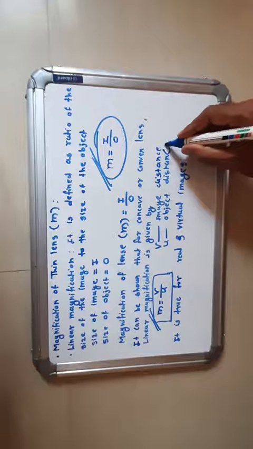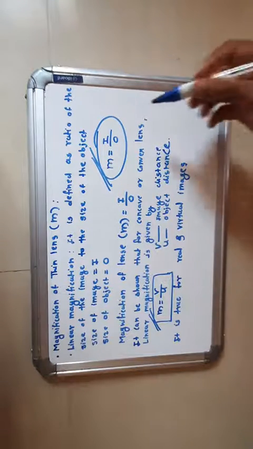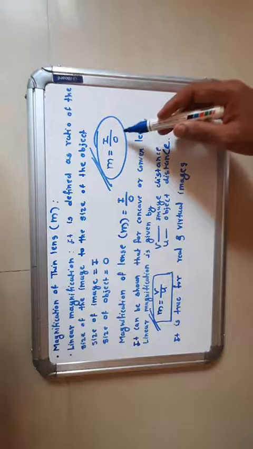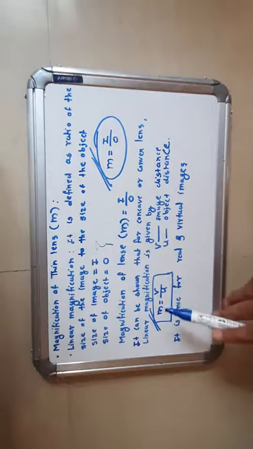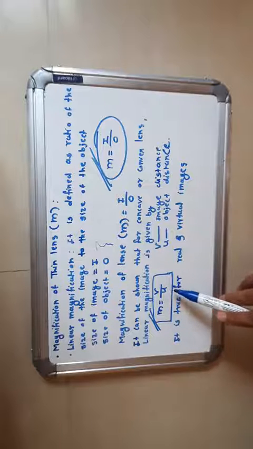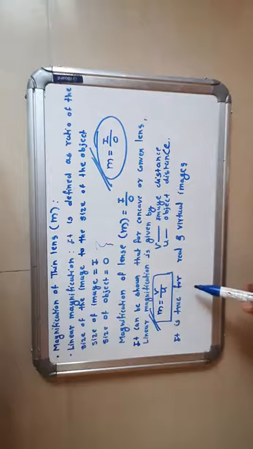Magnification is equal to I divided by O, and the meaning of I and O is mentioned here. Similarly, m is equal to v divided by u holds for both real and virtual images. This is the linear magnification.